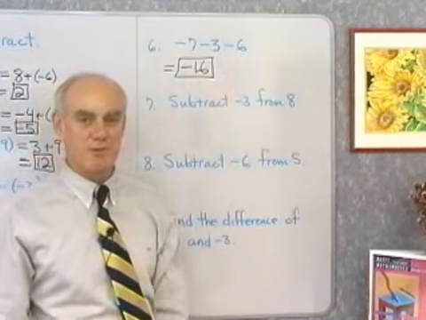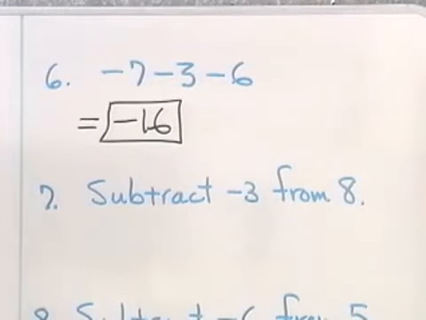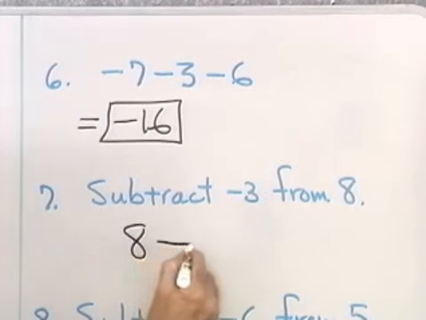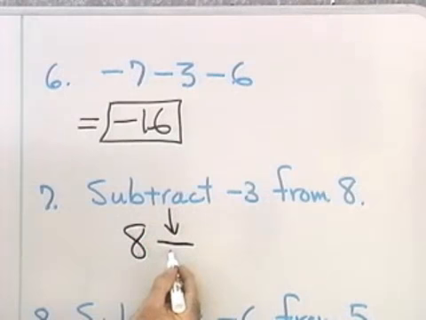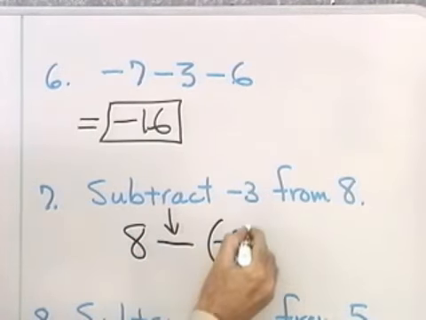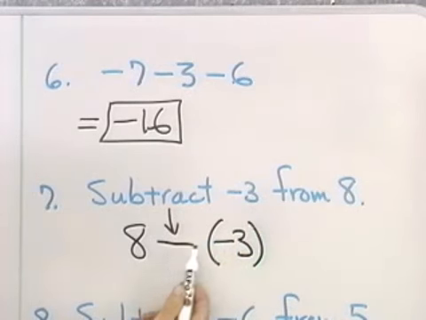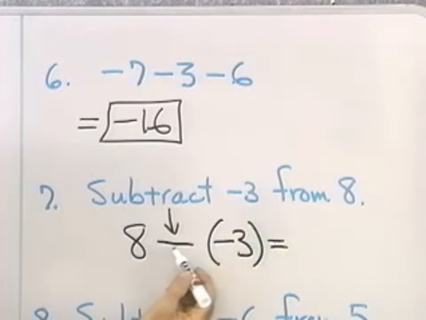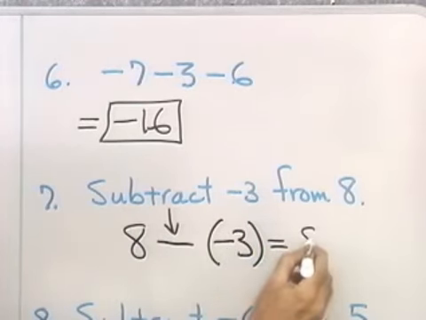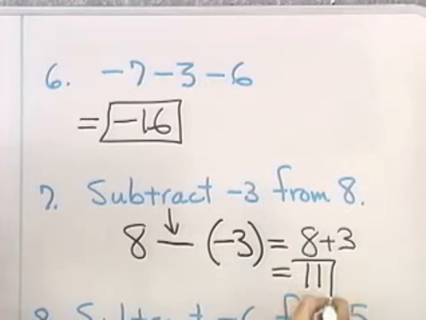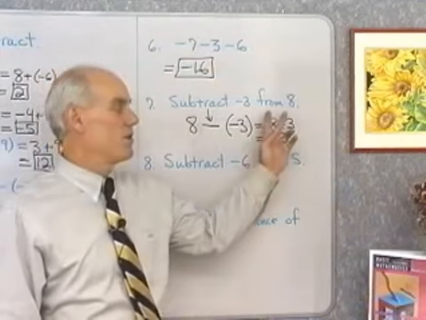Now let's look at some problems written in words. Let's subtract negative 3 from 8. So I'm going to take 8 and subtract from it, there I'm introducing my own subtraction sign, the number negative 3. So here I am subtracting negative 3 from 8. Okay? Instead of subtracting negative 3, I'm going to add its opposite, positive 3. That's 8 plus 3. And the answer to that is 11. So subtract negative 3 from 8.